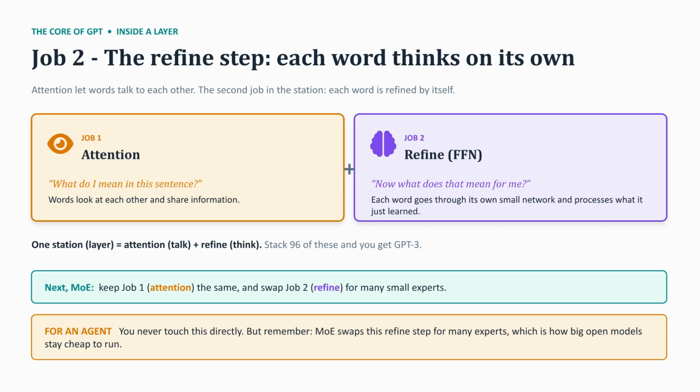Job 2. The refine step. After the words talk to each other, the second job has each word think on its own. This refine step, also called the feed-forward network, sends each word through its own small network to process what it just learned. A clean way to hold it: attention is words talking, refine is each word thinking alone. Stack 96 of these 2-job stations and you get GPT-3. This refine step matters for the next idea, because it is exactly the part that mixture of experts will replace.